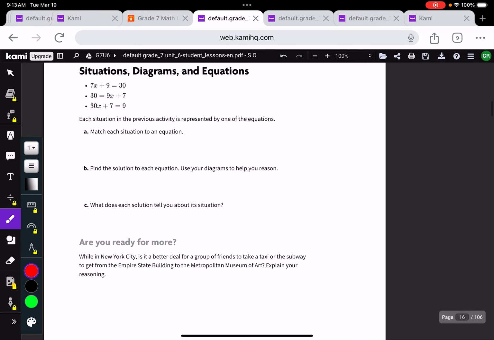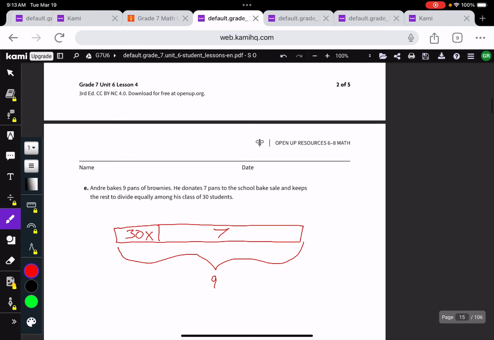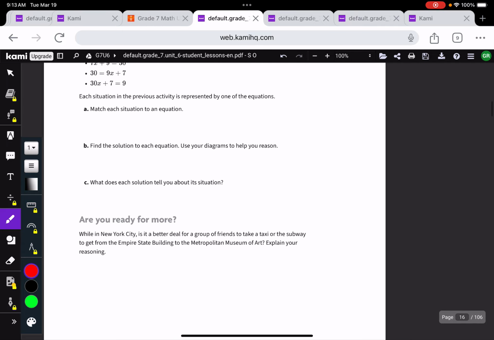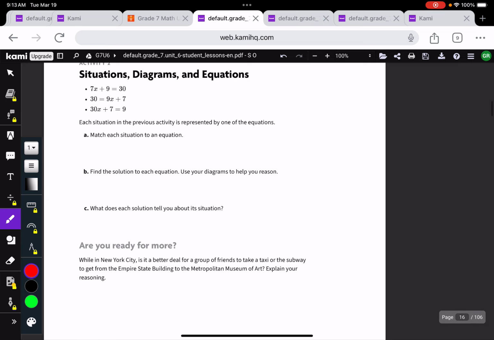Activity 2 says, okay, we just drew a bunch of really good diagrams. So it says each situation in the previous activity is represented by one of these equations. Here's an equation, here's an equation, here's an equation. Match each situation to an equation. And then find a solution to each equation. Use your diagrams to help you reason. And what does each solution tell you about its situation?